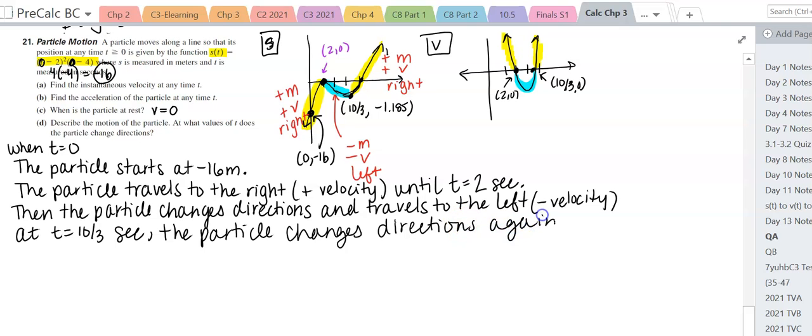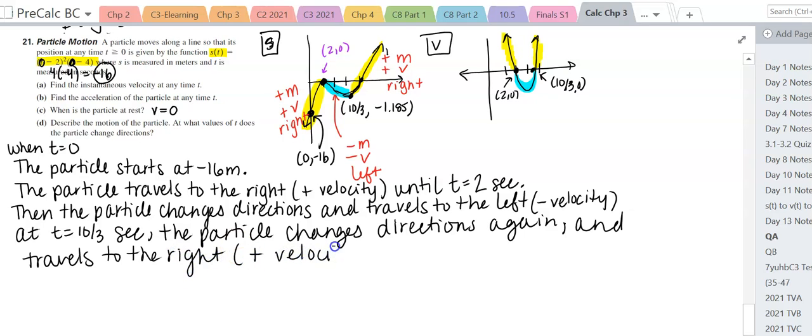How do I know it's changing directions again? Well, because at 10⁻³ suddenly, oh, I have a positive slope again. Okay, I have a positive slope here. So, I guess I'll finish the sentence. So at t equals 10⁻³ second, the particle changes directions again and travels to the right. Okay, and again, that's because I have a positive velocity.